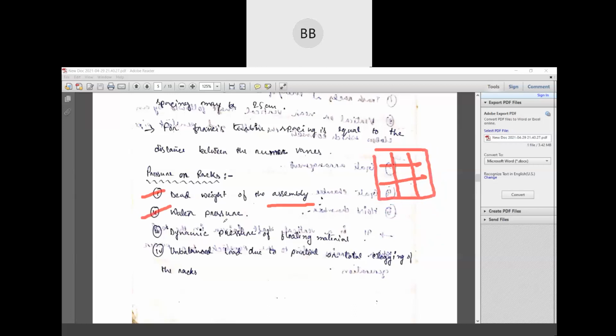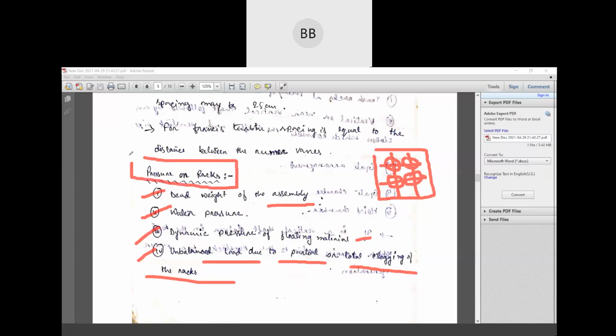Second is water pressure. Then dynamic pressure of floating materials. And four is unbalanced load due to partial or total clogging of the racks. When the plastic bags and all are coming in and attached to the racks, then it reduces the space, or flowing area. So this is another load which acts on racks.